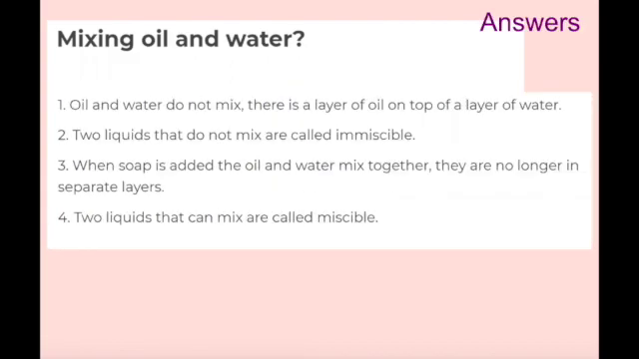Right, answers. Oil and water do not mix. There is a layer of oil on top of the layer of water. If you said they don't mix and the oil rises to the top, that's fine. Question 2. Two liquids that do not mix are called immiscible. When soap is added, the oil and water mix together. They are no longer in separate layers. Two liquids that can mix together are called miscible.